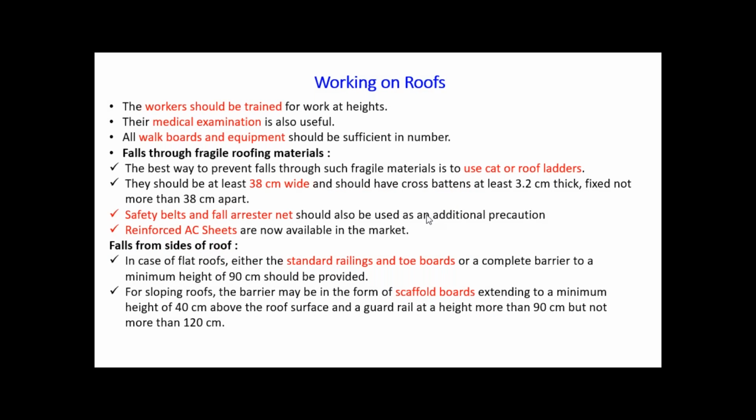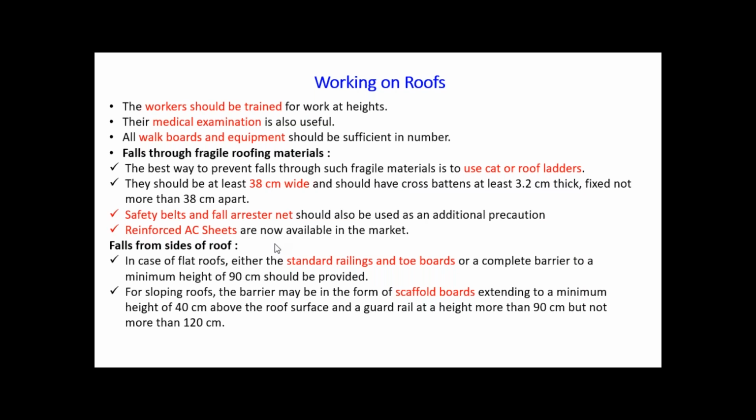The worker should be trained, medical examination should be done, and walk boards and equipment should be carried by that worker before starting. For falls through fragile roofing materials, the best way to prevent a fall through such material is to use cat or roof ladders. They should be at least 38 centimeters wide and should have cross battens at least 3.2 centimeters thick, fixed not more than 38 centimeters apart. So these are the specific guidelines for roof ladders or crawling boards. Then safety belts and fall arrestor nets should be used. Reinforced AC sheets are now available in the markets.